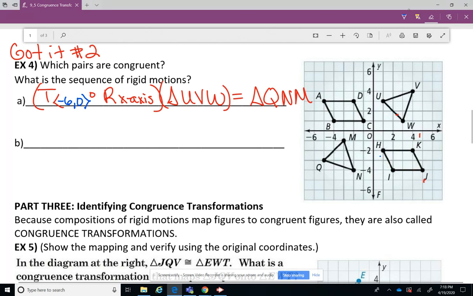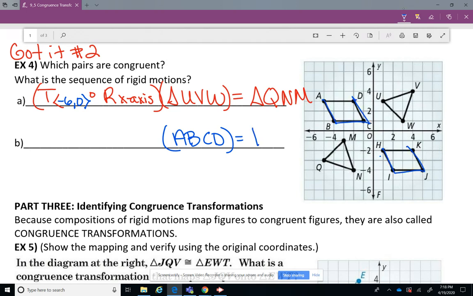Now these look like parallelograms to me. So let's do the same for them. Let ABCD be the original, and let's do HIJK. All right, so let's see what we need to do. I think we just have to translate it.